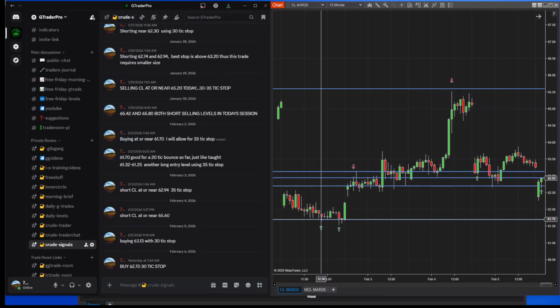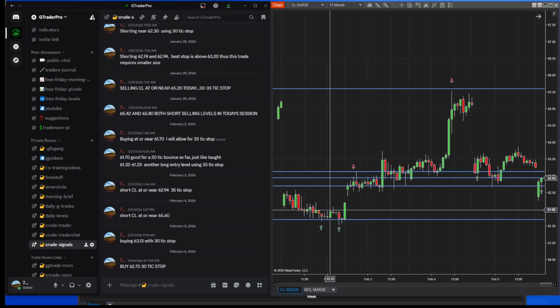So make note, that trade worked, no stop. And a trader had easily, as we like to instruct, 10, 20, 30 ticks. Love to scale out on our way to potentially a bigger target.